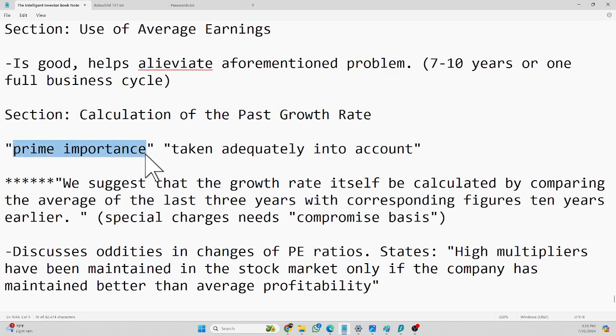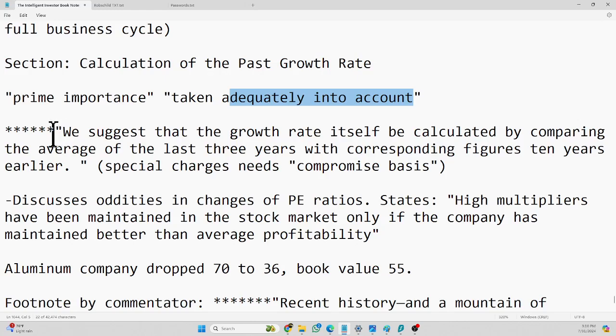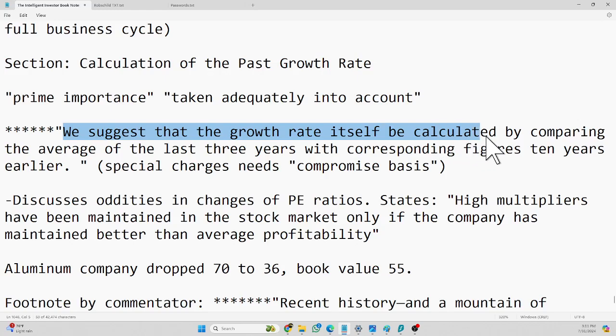And he basically says it's of prime importance to take the past growth rate adequately into account. He carefully chooses his words there. I wanted to quote it. And then I have a six-star point. Quote, "We suggest that the growth rate itself be calculated by comparing the averages of the last 3 years with the corresponding figures 10 years earlier."